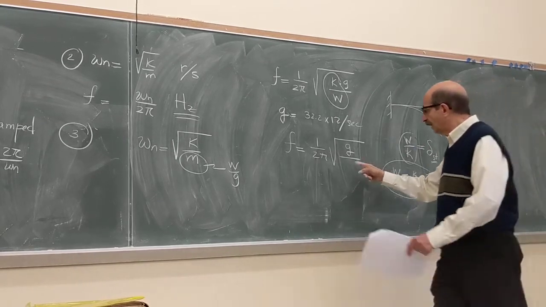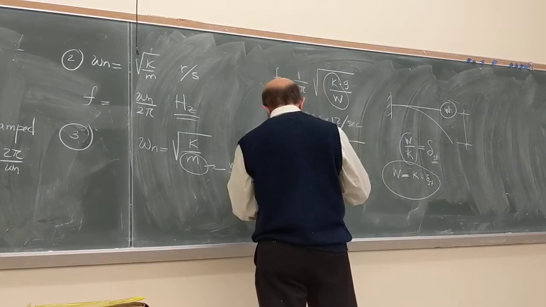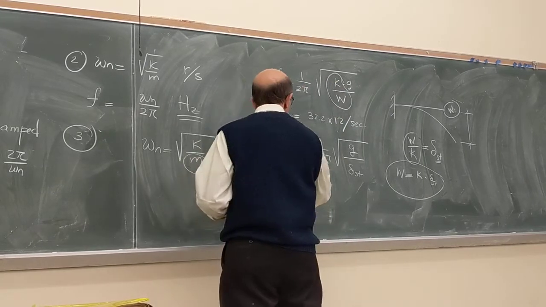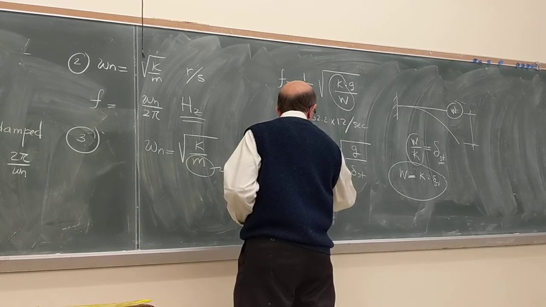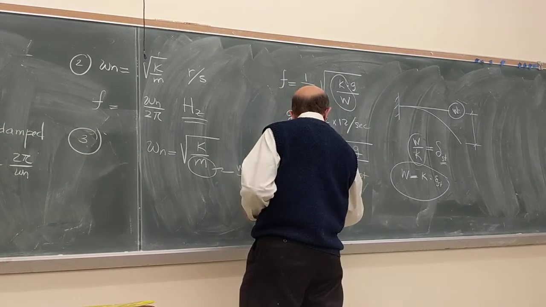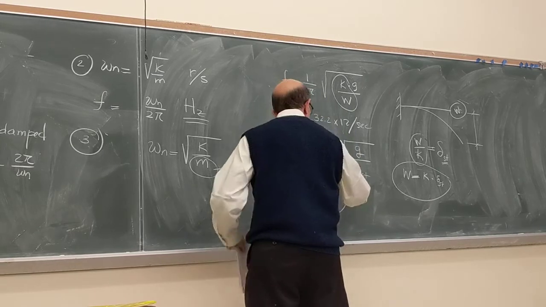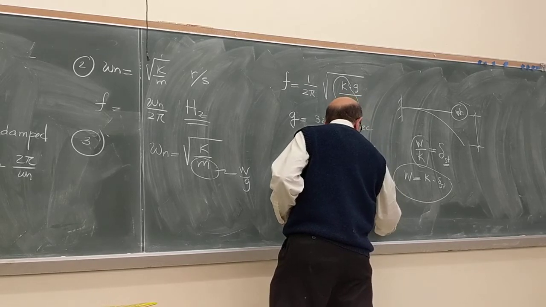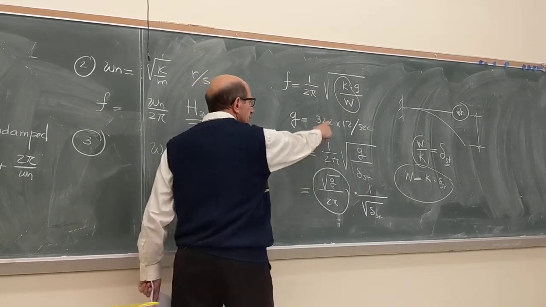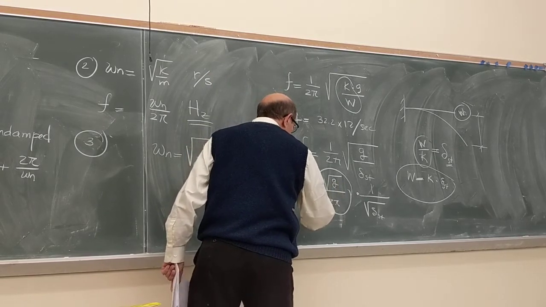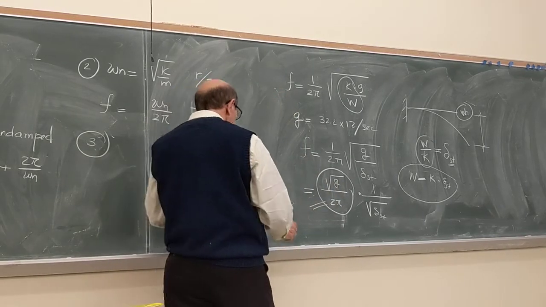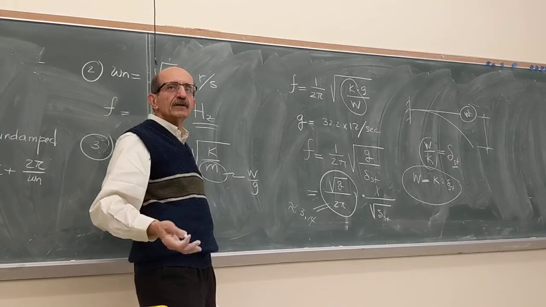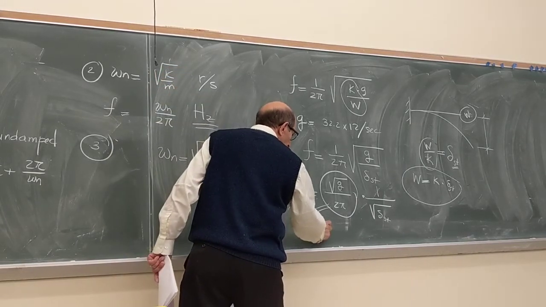So why don't I do that? I will write it that way, and then I will have g over the static displacement. If you write it this way, I can now write the square root of g over 2 pi, times 1 over the square root of delta st. If you put this value in there and simplify that, approximately, that whole thing becomes 3.14, which is equal to almost pi.